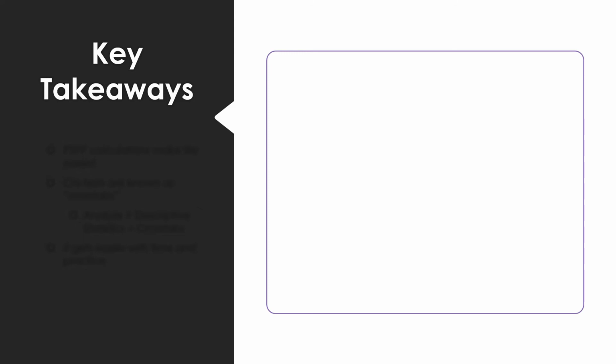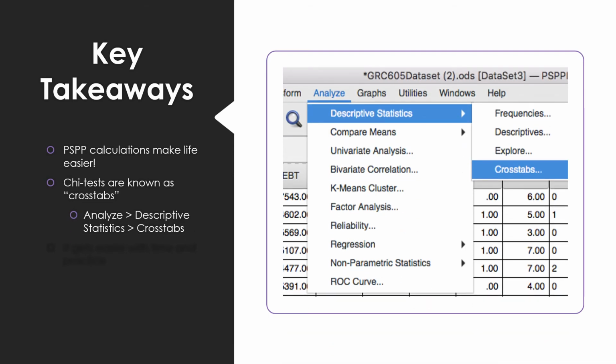Before we conclude, let's go over some key takeaways from the presentation. PSPP actually does all the calculations for you, making it that much easier than manually calculating. Chi-tests are known as crosstabs in PSPP. Chi-tests are performed by using the Analyze tab, then clicking Descriptive Statistics and following with Crosstabs, as seen in the photo to the right. Remember to put the correct data in the rows and column sections, then click Statistics to make sure that the chi-square and phi, also known as Cramer's V, options are selected.